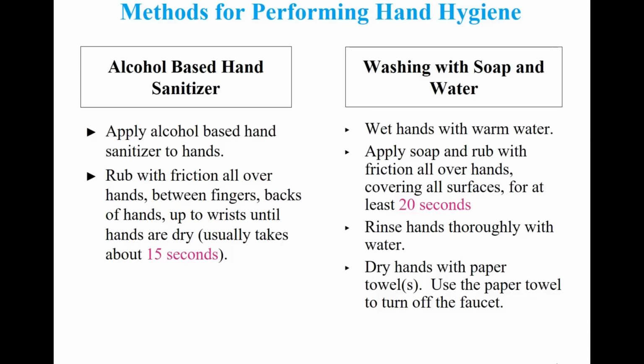When you use alcohol-based hand sanitizer, make sure to rub with friction all over your hands, in between your fingers, and include the backs of your hands, and up until the wrists. Rub until your hands are dry. This usually takes about 15 seconds.